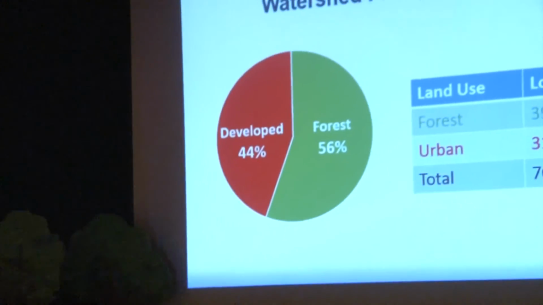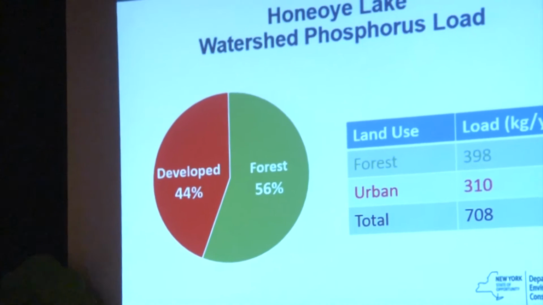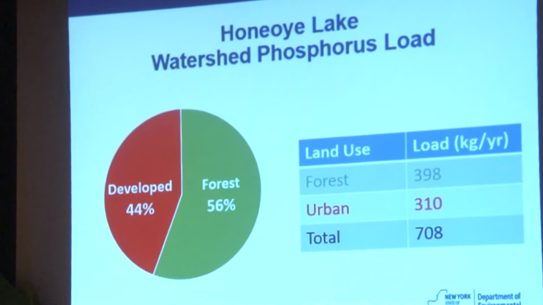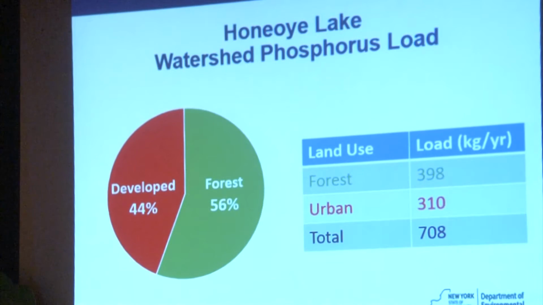So when we look at the Honeoye watershed and how much phosphorus comes from each land use, even though forest takes up 70% of the land area, it's only producing 56% of the phosphorus load into the lake. And the reason for that is that forests tend to export or generate very low amounts of nutrients into streams.